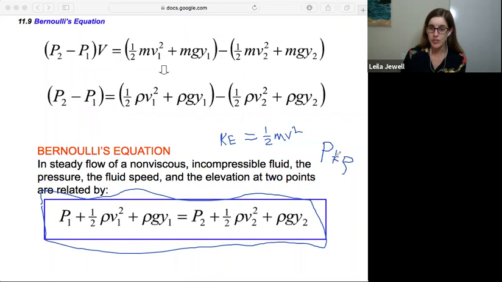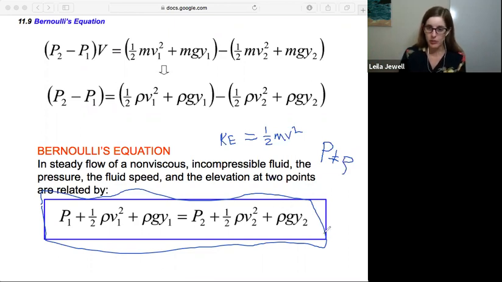I too often will see students in the heat of the moment on a test say, oh look, I can just divide by P or divide by rho and everything cancels out. If the pressures are not the same, you can't divide the density out. So you want to keep that in there.